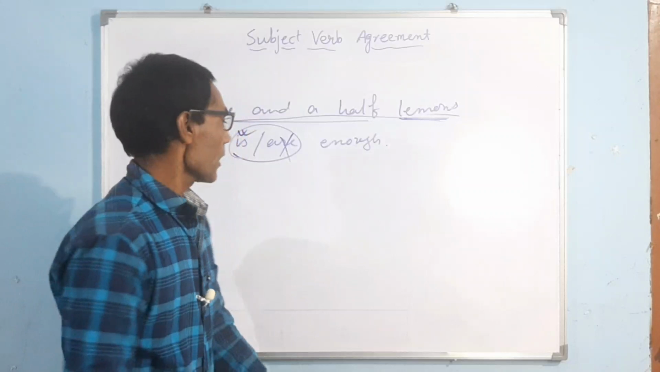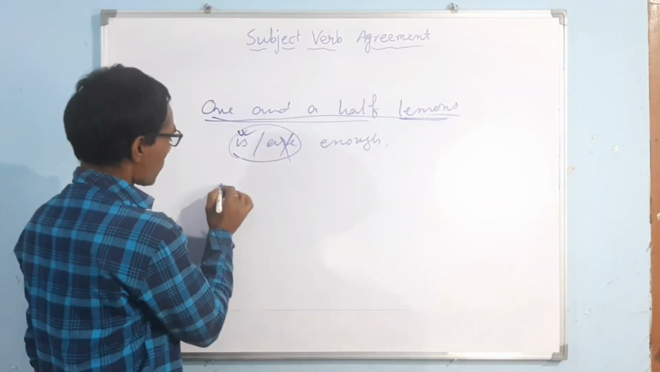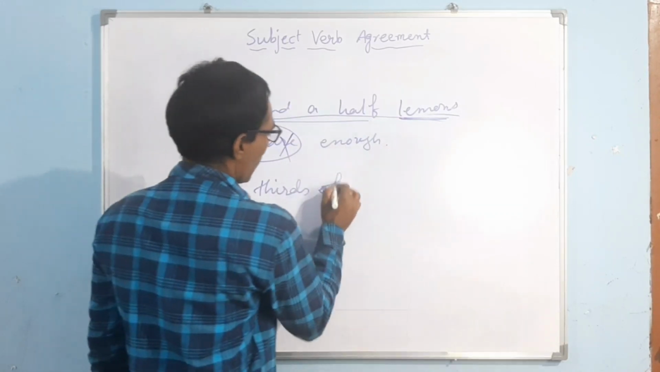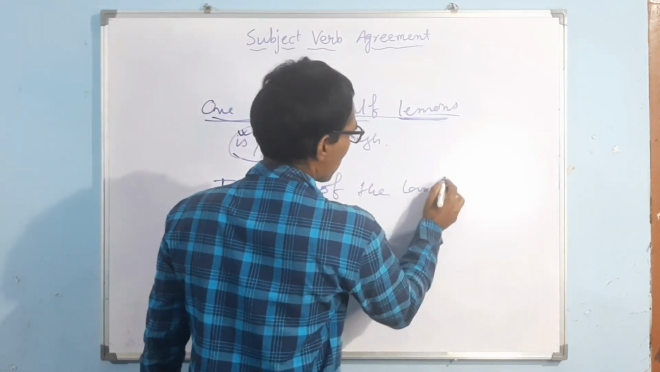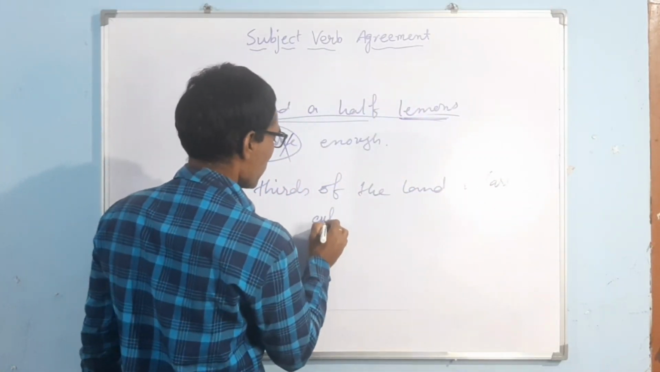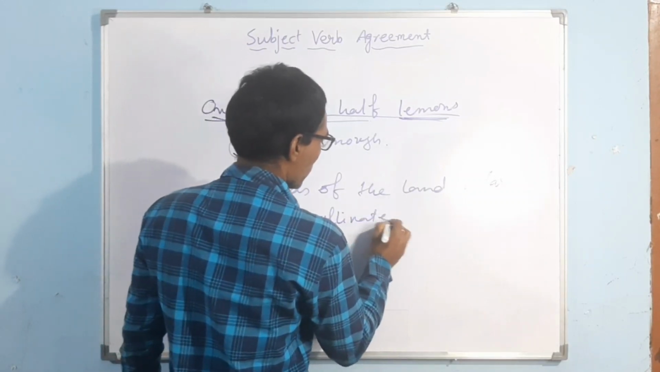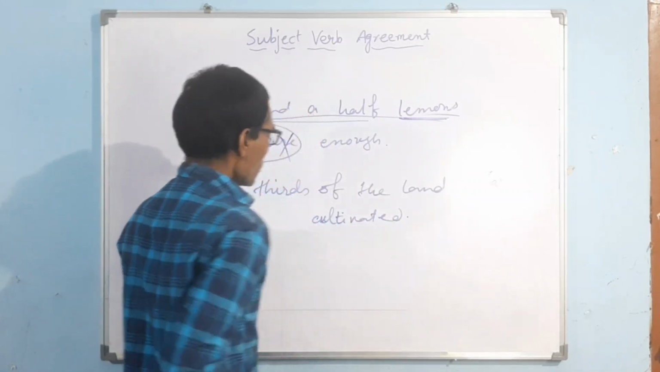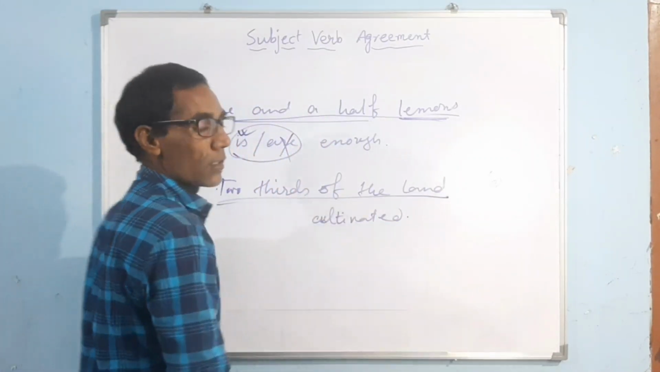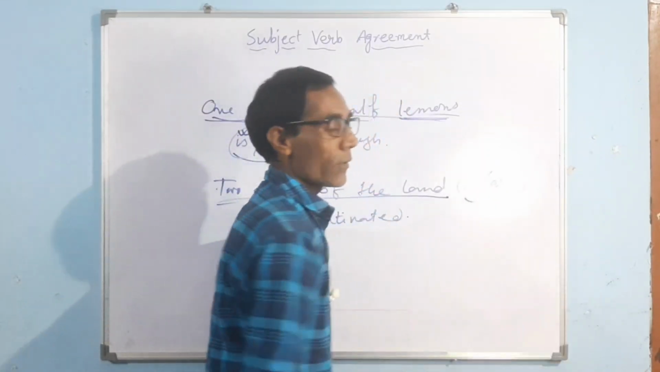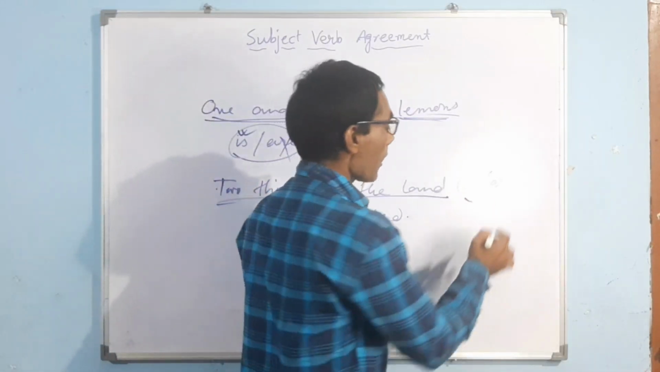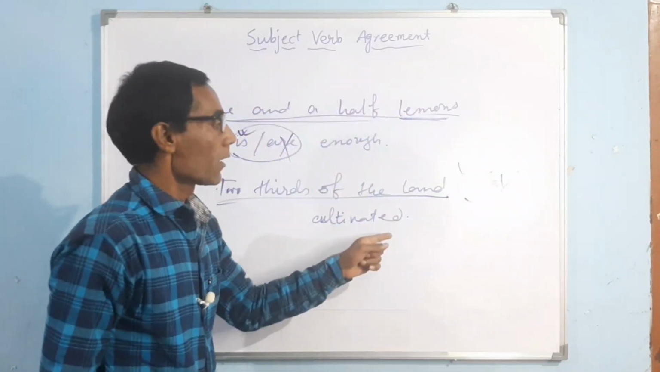Another example I am giving you, that is 2/3 of the land is or are cultivated. So 2/3 of the land, that is the subject, is or are the verb. Now 2/3 is there, so you may think it is plural, but if you write are, that is wrong. So is cultivated.